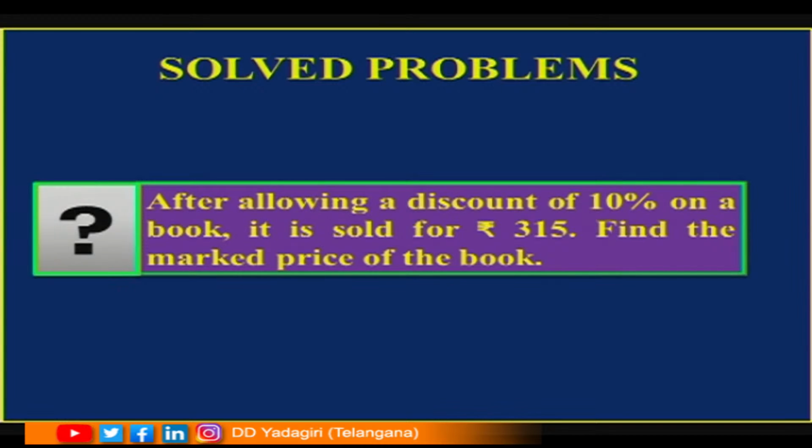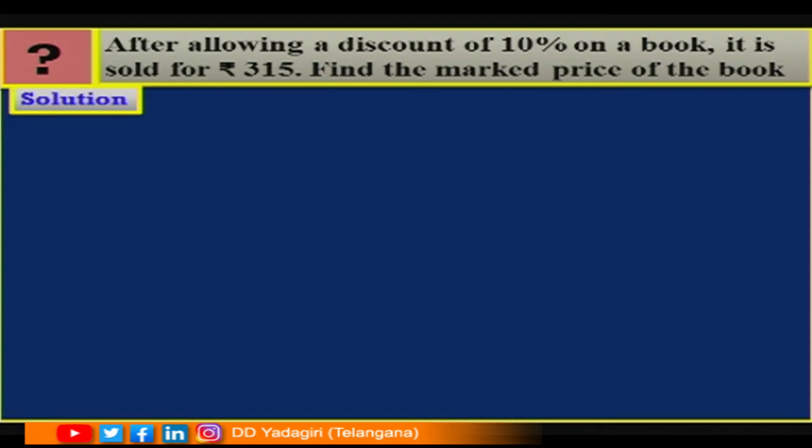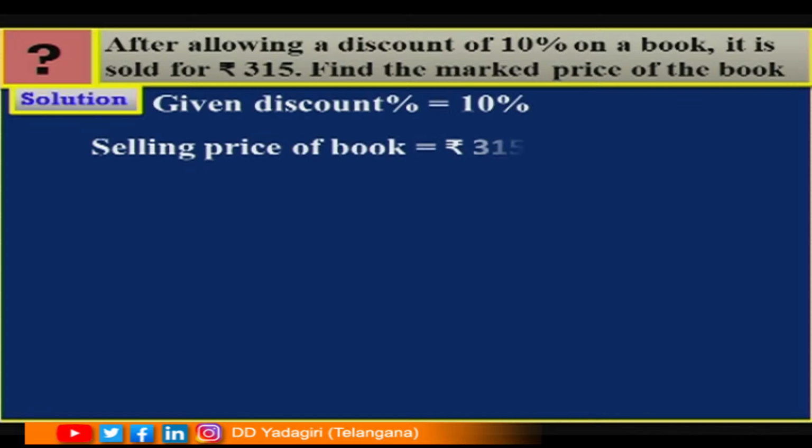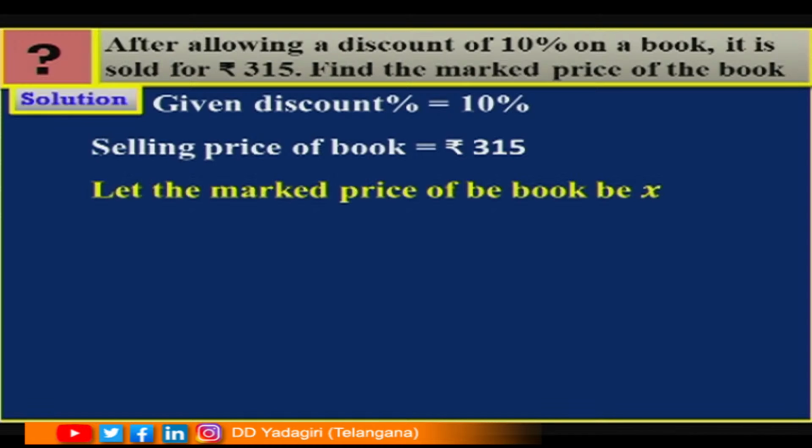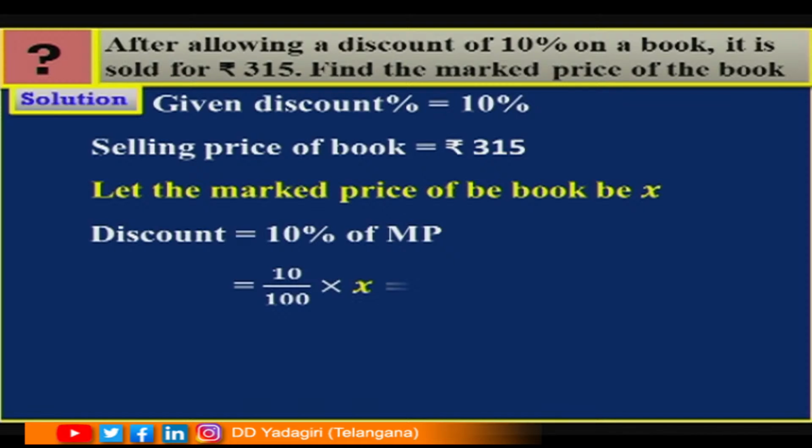After allowing a discount of 10% on a book, it is sold for 315 rupees. Find the marked price of the book. Let us start with the solution. So, given discount is 10%, and what is the selling price, children? Yes, it is 315 rupees. Let us assume the marked price of the book as x. So, what is the discount? 10% of this marked price, that is 10 by 100 into x, which is 10x by 100.